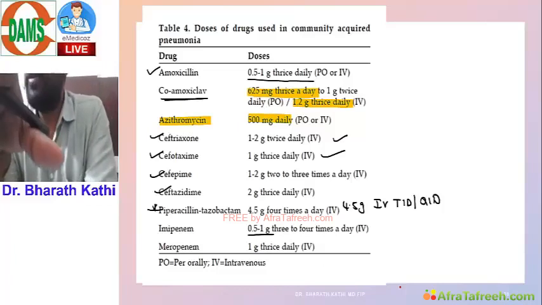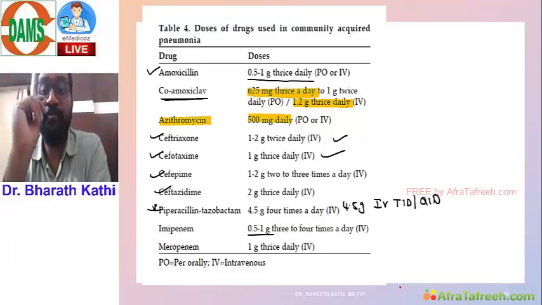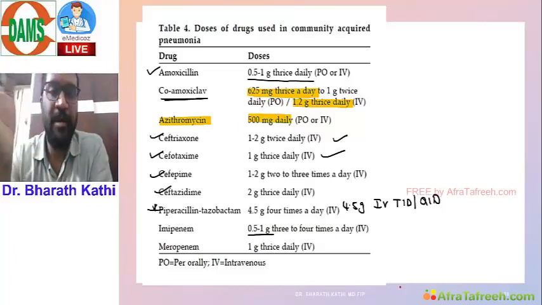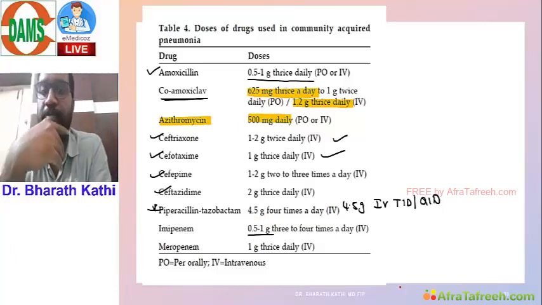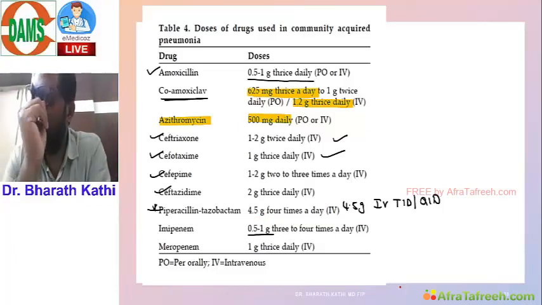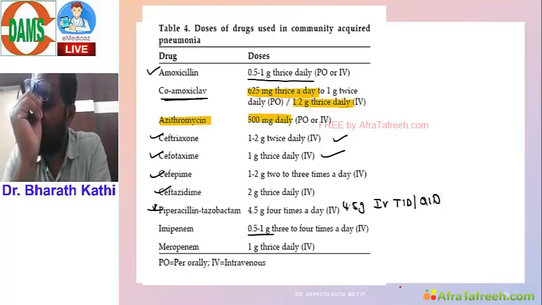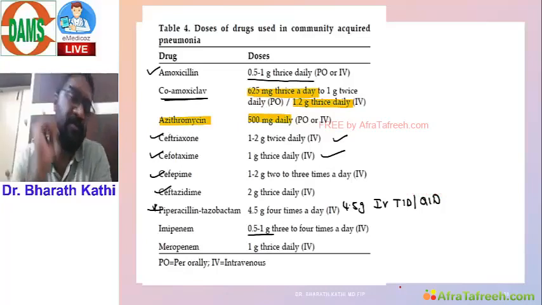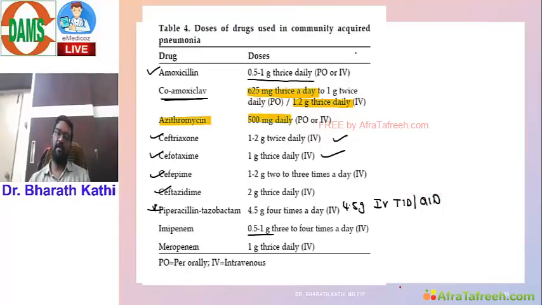So you don't need to write all these doses. These doses I will upload as a PDF for you. Again, in hospital acquired pneumonia and also ventilator associated pneumonia, there are a few doses. These are standard doses as per Indian guidelines.